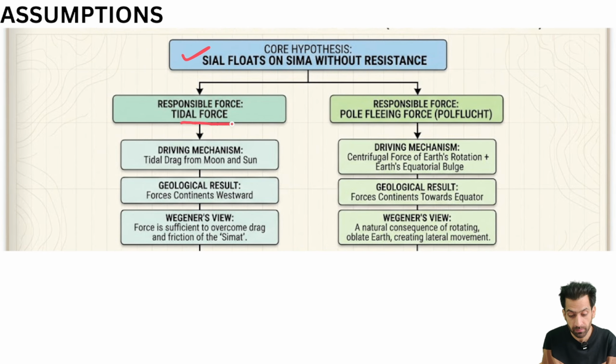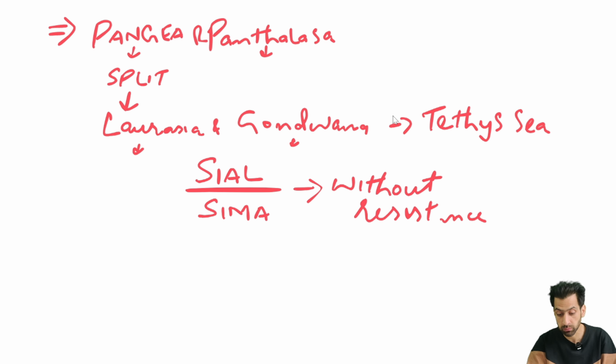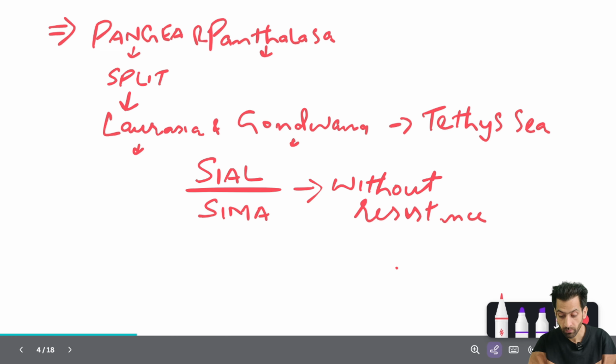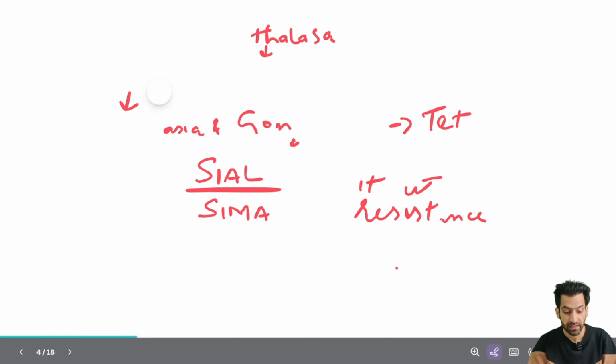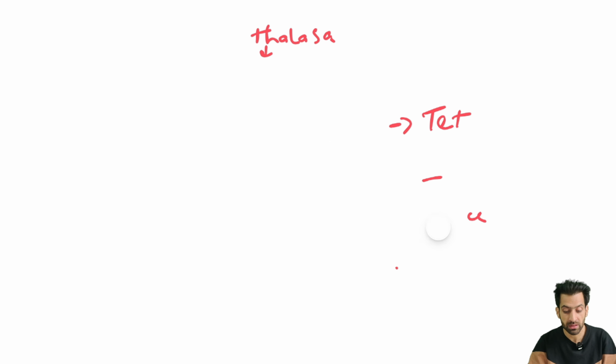Now listen to me very carefully. I'm going to tell you about the two forces. Kindly pay some attention. When we talk of tidal force and the pole fleeing force, he gave these two forces that were responsible for the continental drift. Talking of the tidal force, he discussed that the tidal force is because of the presence of the moon.